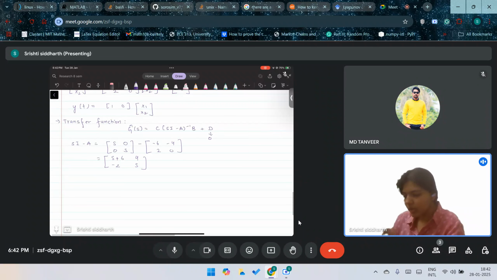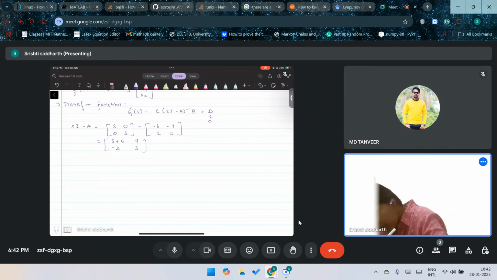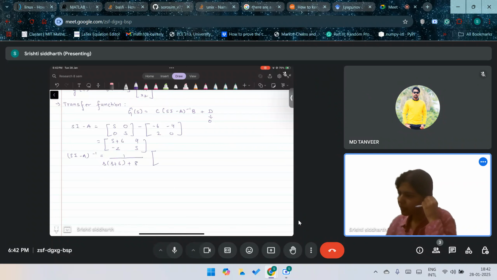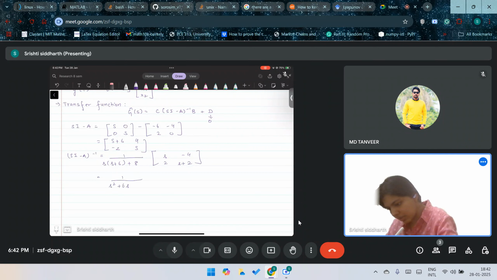Alright, so the inverse of a square matrix of dimension 2 is pretty simple. So (sI minus A) inverse is 1 upon the determinant of the matrix. So s plus 6, plus 8. So we switch the elements on the main diagonal, and this is just the negative of the element. So 2. So this is s squared plus 6s plus 8, s minus 4, 2, s plus 2.